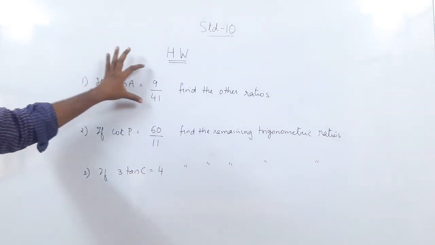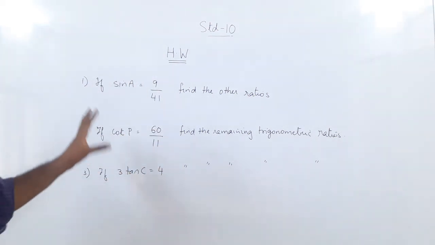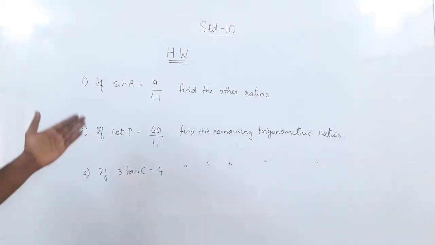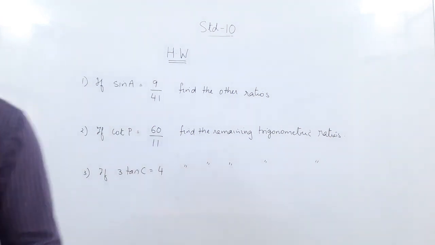One angle is given. Yes, the ratio of the angle is given. You have to find the remaining ratios. You need to use the Pythagoras theorem, the three sides and the ratios. Do the homework and send me the photographs.